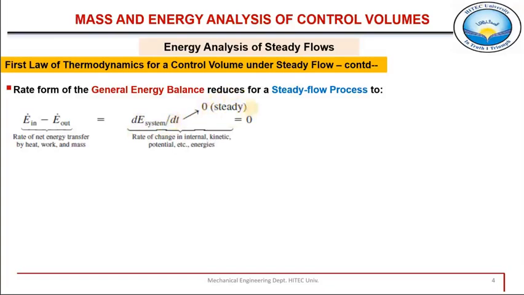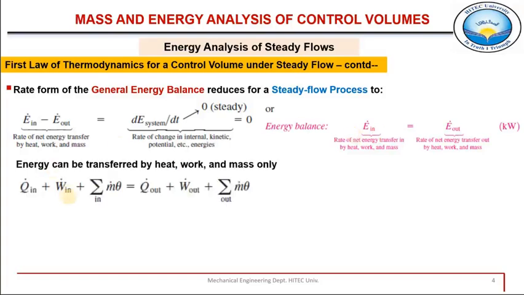And one of the characteristics of steady flow systems is that this change in energy of the system with respect to time is zero. It doesn't mean the energy of the system is zero. It is the change in energy of the system with respect to time, because the amount of energy which is entering is equal to the amount of energy which is leaving, so that's why this change is zero. So for a steady flow system, we can simply write E dot in is equal to E dot out. But what is E dot in? Here E dot in is the energy in the form of heat, work, and mass.